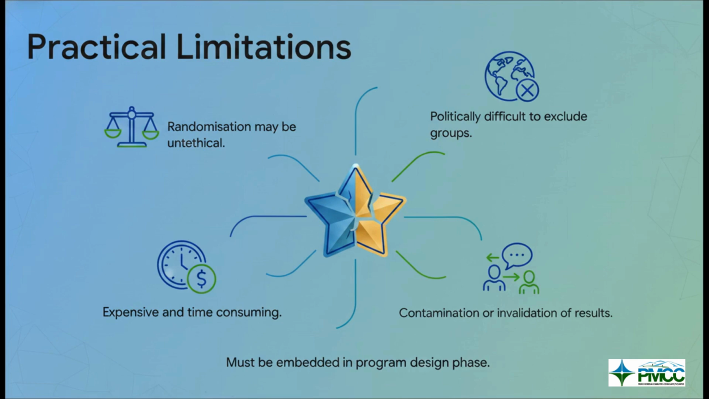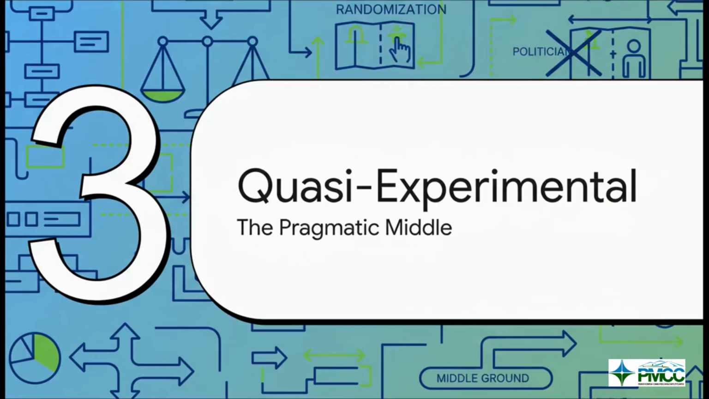And let's not forget contamination. People in the real world move around, they talk, they share resources. That kind of real-world interaction can easily ruin a pure experiment. So what do we do? That leads us to Section 3, Quasi-Experimental Evaluation Designs, the pragmatic middle.